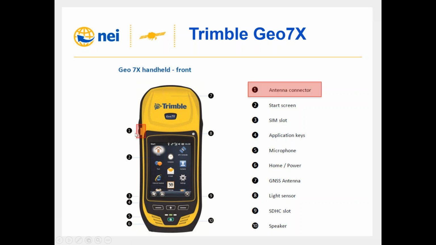Slot number 1 is if you had an antenna. I have a cable right now plugged in here. It goes to an external antenna that's sitting on my roof. The start screen, that's the main screen here. SIM card slots on the left side of the device. I wouldn't even worry about that these days. Application keys, basically that middle button, that's what turns on the laser, and that's what actually turns on the camera to do photos. So when I take photos here in a minute in TerraSync, that's the button I'm going to be hitting, this center button.